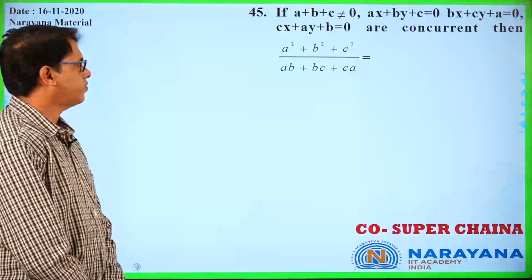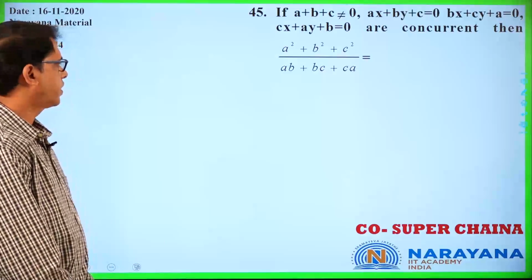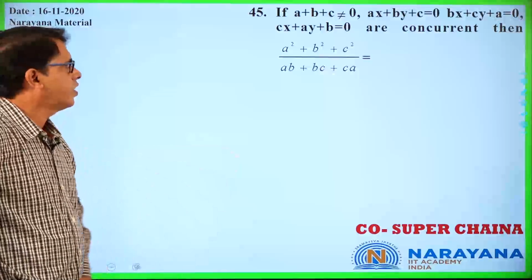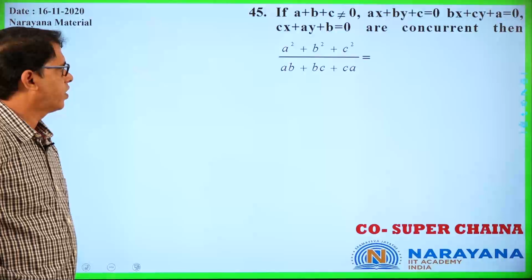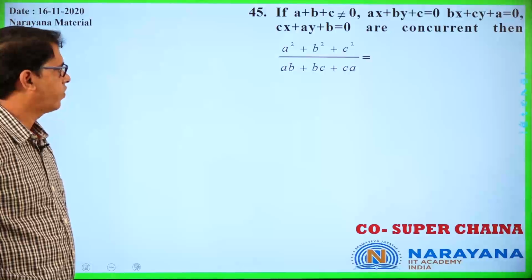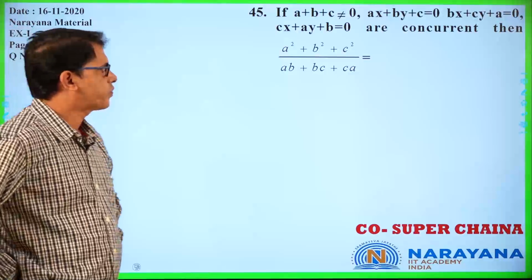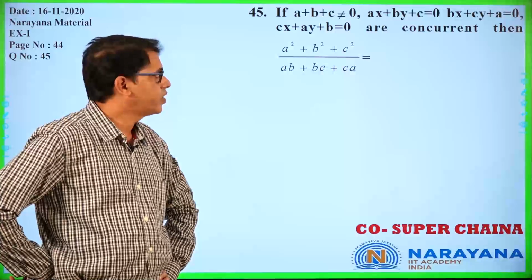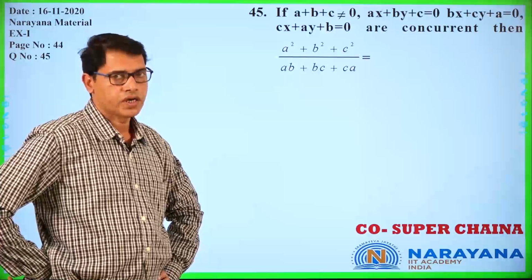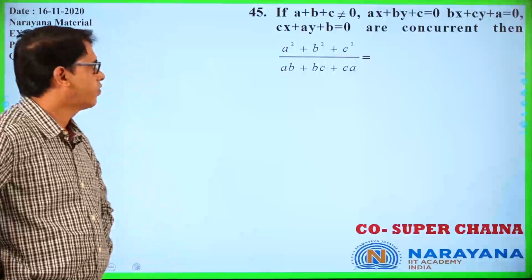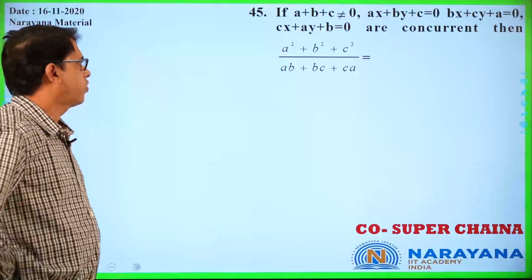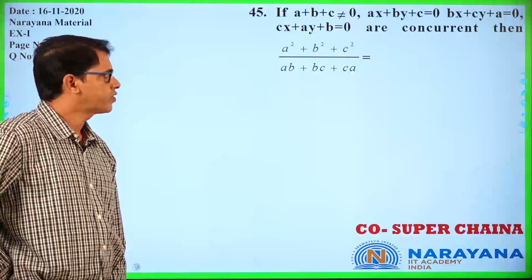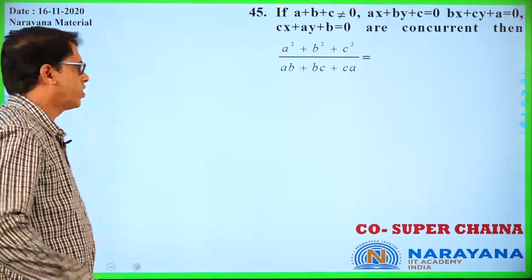See, again same. So here ax plus by plus c equals to 0 and bx plus cy plus a equals to 0, cx plus ay plus b equal to 0 are concurrent. Then we have to find the value of a square plus b square plus c square upon ab plus bc plus ca.